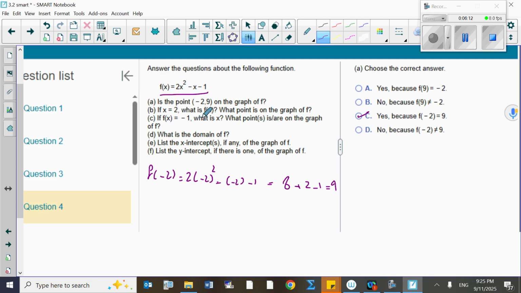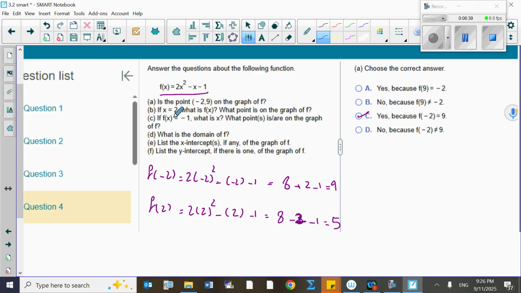When x equal to 2, what is f of x? Just plug in x equal to 2 to the function and find the value. So this is going to be 8 minus 3 minus 1, which will be 5 minus 1, which will be 5. Now, if f of x equal to -1, what is the value of x?